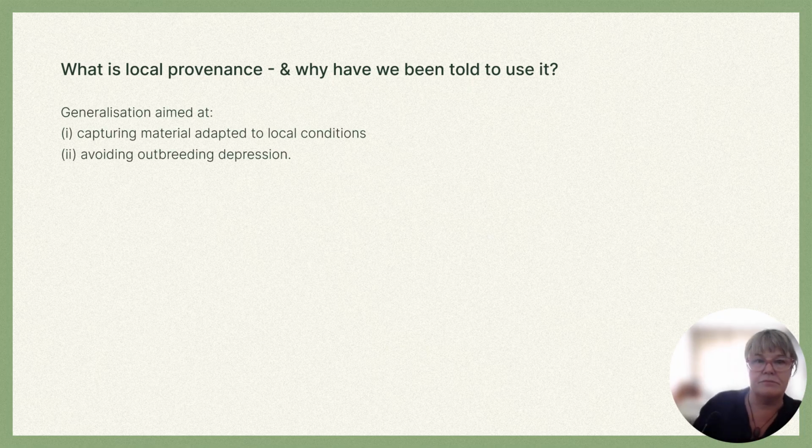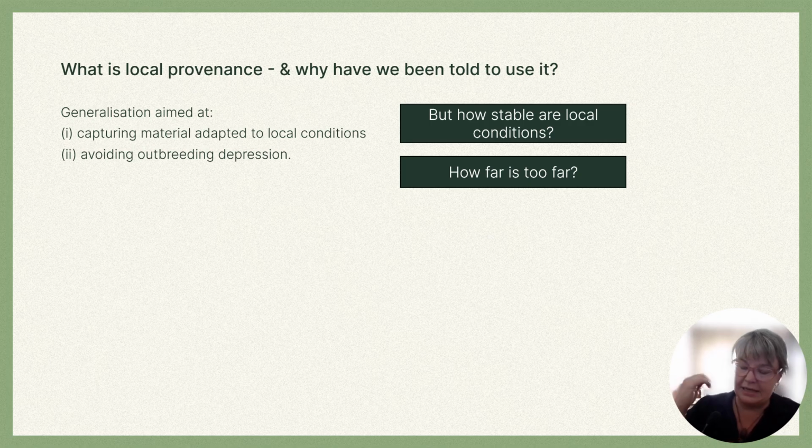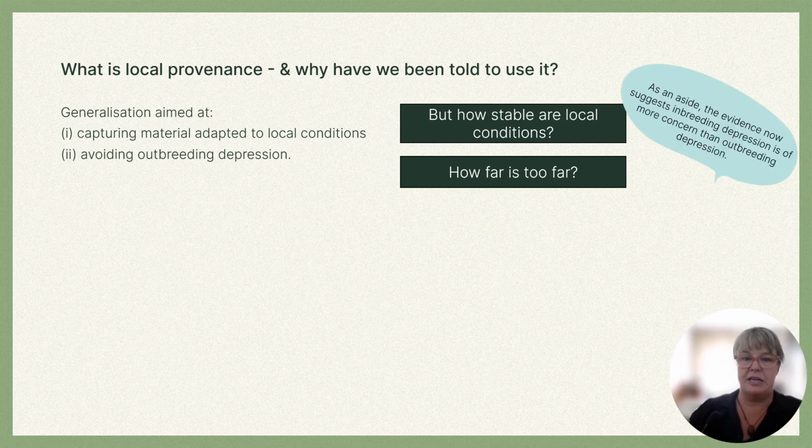Now, it's a generalization aimed at capturing material adapted to local conditions and also avoiding outbreeding depression. But we all know that local conditions are not stable, and we also know that it's actually not easy. We can't generalize about how far is too far. So when I ask this question, what is local provenance, at workshops, I get all sorts of answers. So 4 kilometres, 40 kilometres, a catchment, a local government area. But what we know is we can't actually generalise.